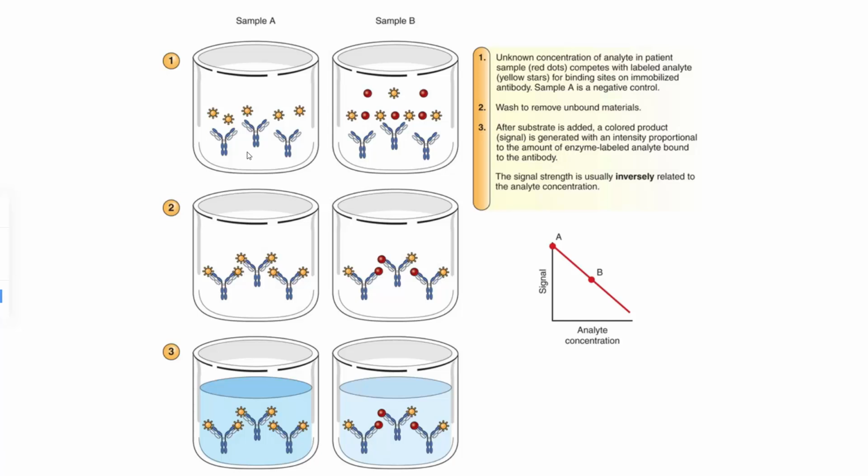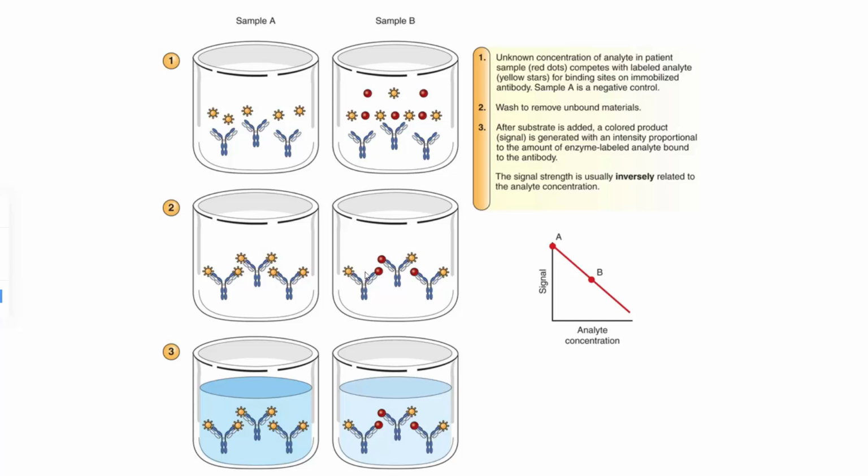So the unknown concentration of analyte in the patient sample, the red dots, competes with the labeled analyte. These are labeled, and the red dots are not labeled. Now, if the patient has the red dots, if the patient has the antigen that we're testing for, this labeled antigen competitively binds to the antibody. In the sample without patient antigen, all of the labeled antigen is going to be bound, and it's going to produce a really strong signal.